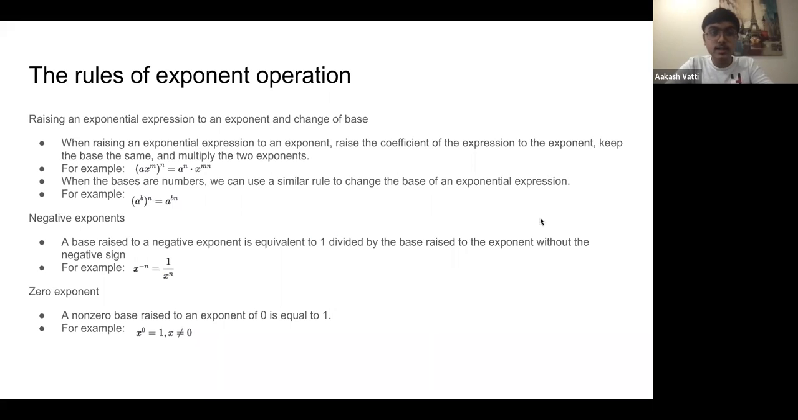So, raising an exponential expression to an exponent and change of base. When raising an exponential expression to an exponent, you have to raise the coefficient of the expression to the exponent, keep the base the same, and multiply the two exponents. What this means is when you have ax^m, and you're raising the whole thing to the n, it's similar to foiling. You put the exponent on this side and on that side too. So you have a^n times x^(m times n).